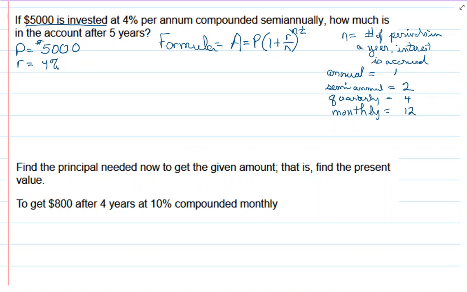Well, we have to convert it to a decimal. It's 4 hundredths. My N is semi-annual, so it's 2. And my time is 5 years. Okay, so when I have this, I can then insert everything in my formula.